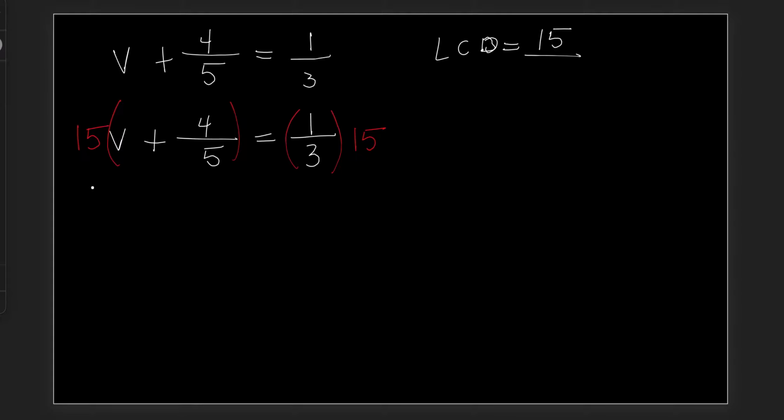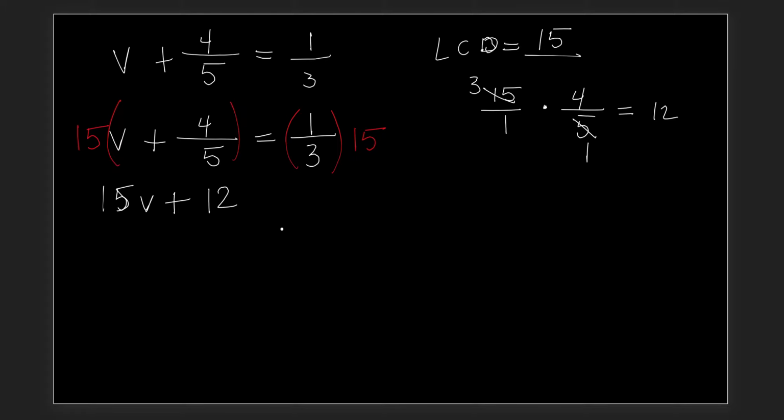So 15 times v is 15v, and then 15 times 4 over 5. So that looks like this. Take this aside if you need to. And you're multiplying fractions. So 5 goes into 5 one time, 5 goes into 15 three times. That looks like 12 over 1, or 12. So that gets replaced by 12.